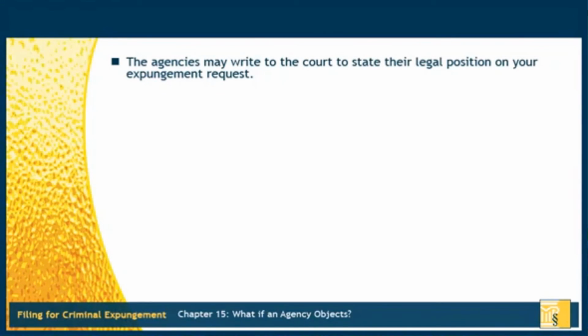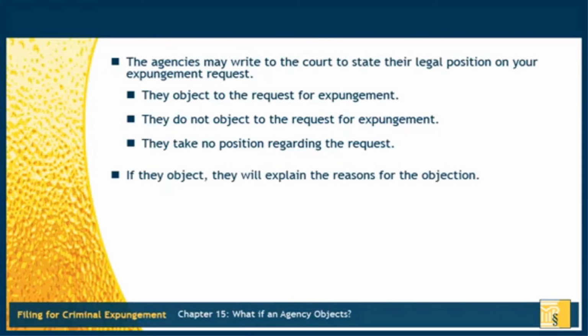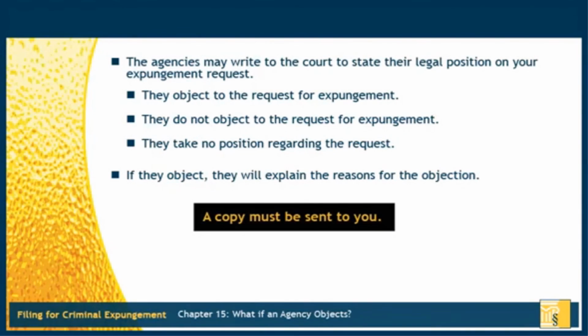Before the date of your expungement hearing, the agencies that you mailed your paperwork to may write the court stating their legal position on your expungement request. The agencies may tell the court they object, or, in other words, disagree with your expungement request. They may say they do not object to your request, or they may not take any position regarding your request. If they object, they will explain the reasons that they disagree with your request. A copy of any paperwork sent to the court must also be sent to you.